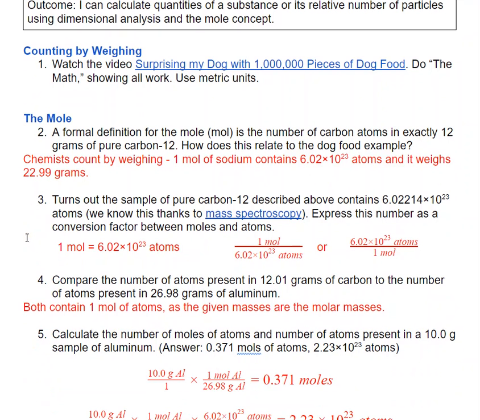So we want to express our conversion factor. So I expressed it the way we would in dimensional analysis as a ratio, and also just as a regular conversion factor. So compare the number of atoms present in 12.01 grams of carbon to the number of atoms present in 26.98 grams of aluminum. And they both contain the same number of atoms. They both contain 1 mole of atoms, as 12.01 and 26.98 are the molar masses of those elements.